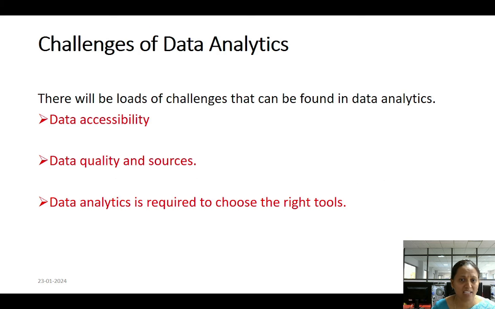What are the various challenges in data analytics? One is data accessibility. Say there is a huge dump of data available on the internet or with other application resources, but data accessibility is considered one of the challenging tasks, because while collecting the data, we have to be very firm-minded that whatever is required, we need to collect it. Unwanted or unrequired data should not be taken into account.